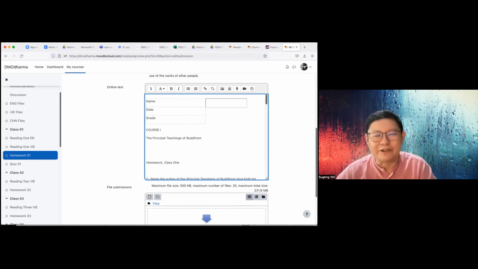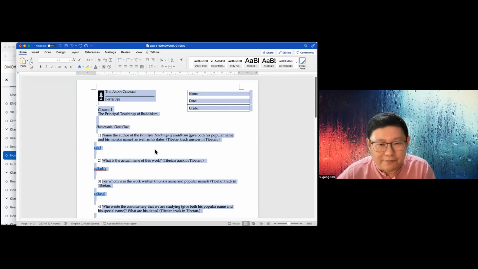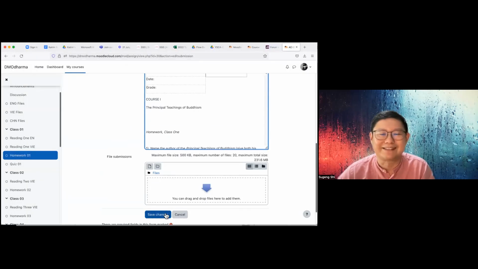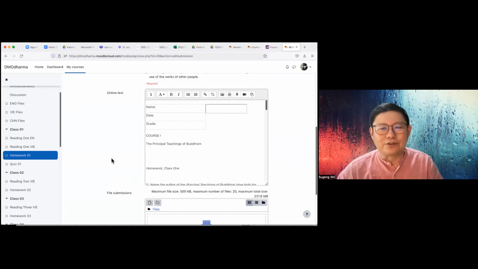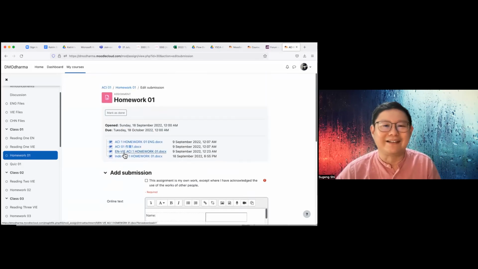So you can do your homework directly here. Okay, so this is one way. The other way is to use Microsoft Word, fill it up, save, and then upload here. Then save changes. Once you save changes, it is submitted. If you want to do this and you need more information, please let me know. So this is how we do the homework.